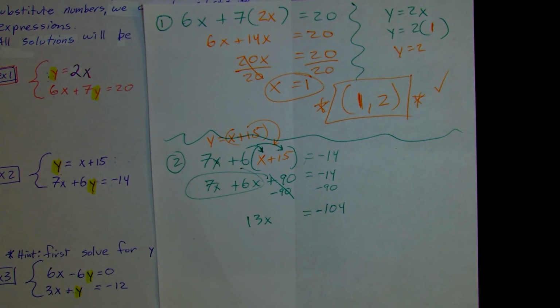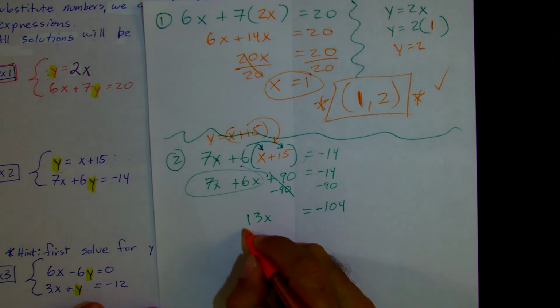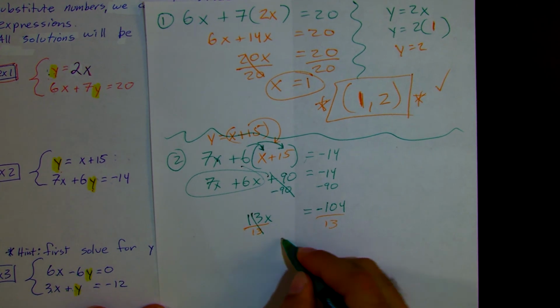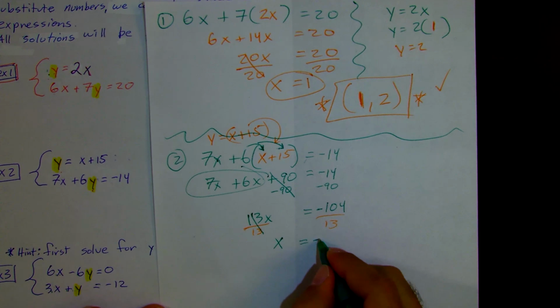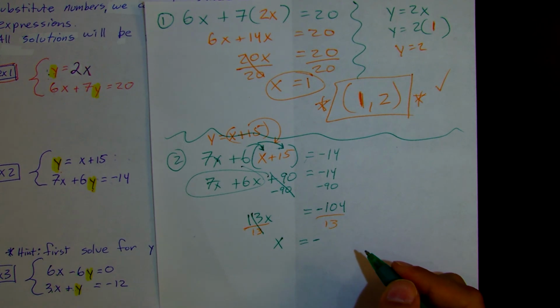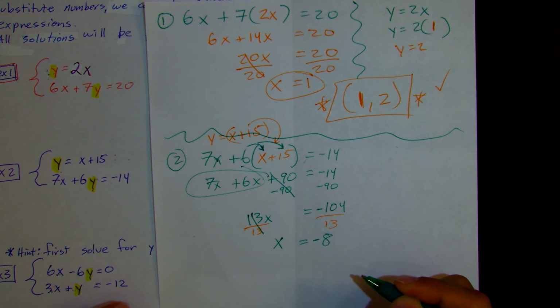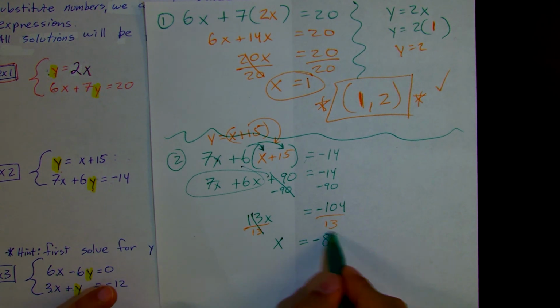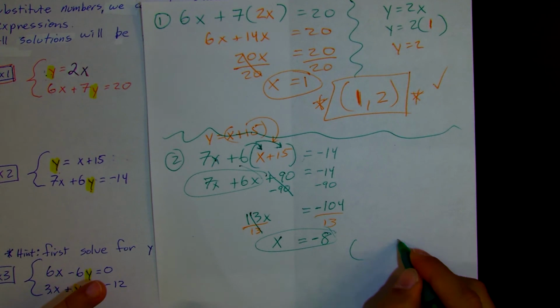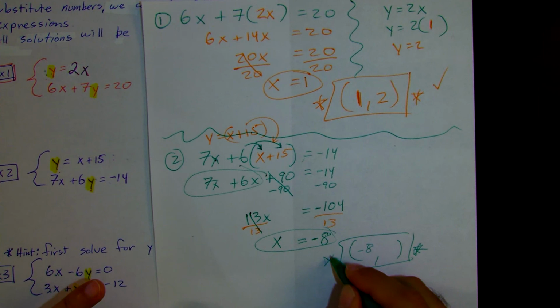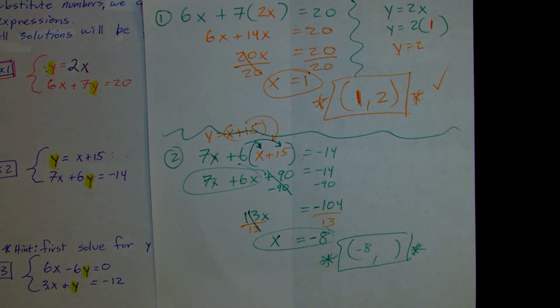Divide by 13, divide by 13. 13 over 13 is 1x. 1x is equal to, what was that again? Negative 8. If you don't know your 13s by heart, that's okay, you can use a calculator. Negative 8. Remember, my answer is always a point. I could just check with Marco, he has the answers already.